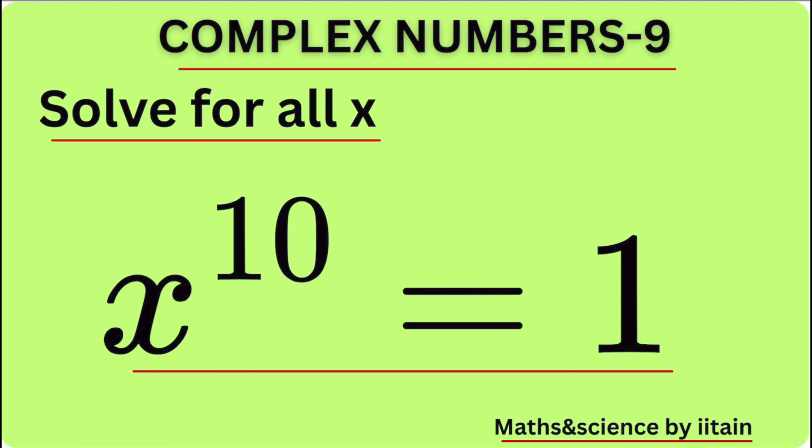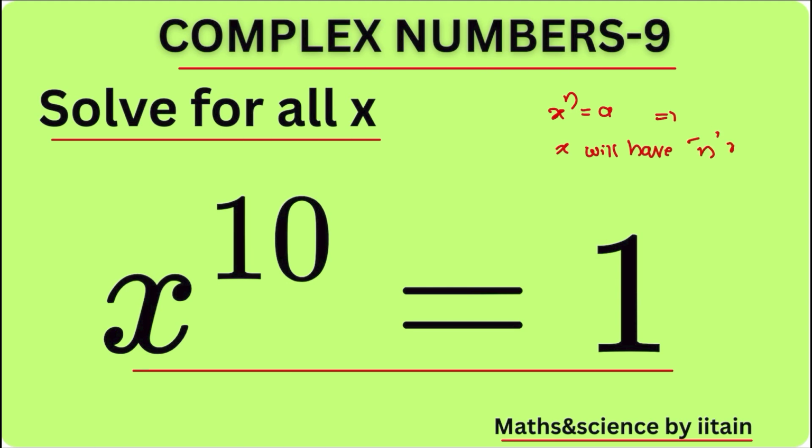If x to the power of n is equal to some a, then x will have n roots. Maybe a few roots on the real line and the other roots in the complex plane. We have to solve for all the values of x. The question asked is to find all the values of x for which x to the power of 10 is equal to 1 is satisfied. We'll go into this problem.